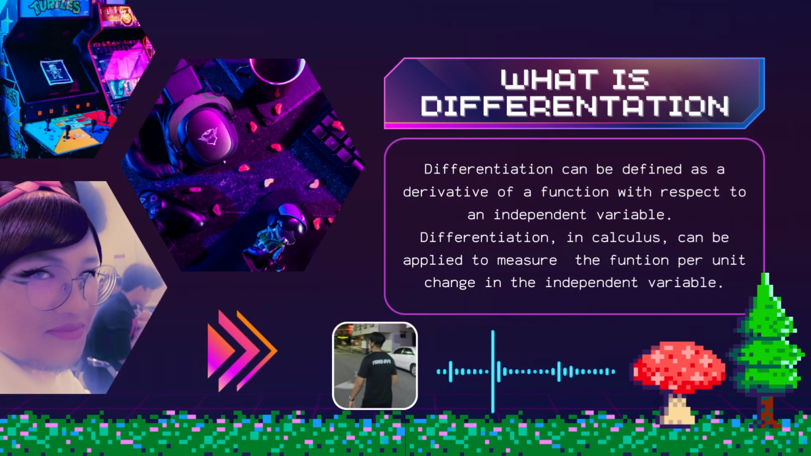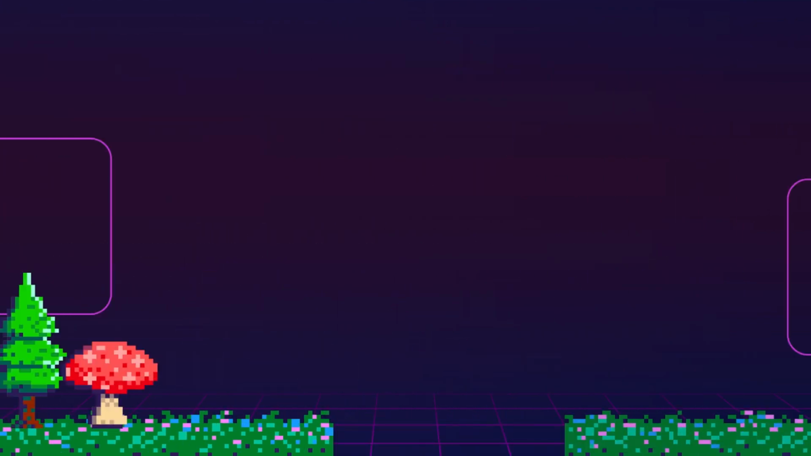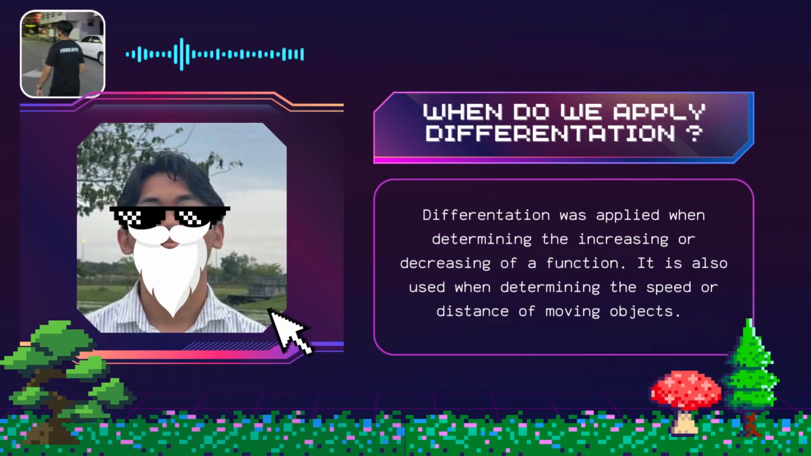What is differentiation? Differentiation can be defined as a derivative of a function with respect to an independent variable. Differentiation in calculus can be applied to measure the function per unit change in the independent variable. When do we apply differentiation? Differentiation was applied when determining the increasing or decreasing of a function. It is also used when determining the speed or distance of a moving object.